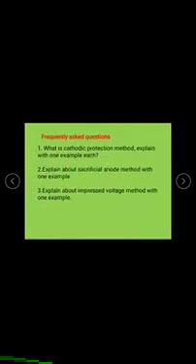The frequently asked questions in this topic are: What is the cathodic protection method? Explain with one example each. Next, explain the sacrificial anode method with one example. And third, explain the impressed voltage method with one example.